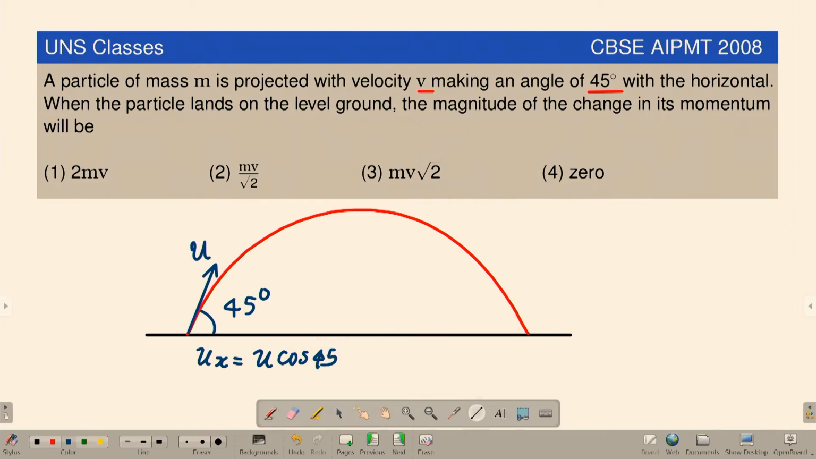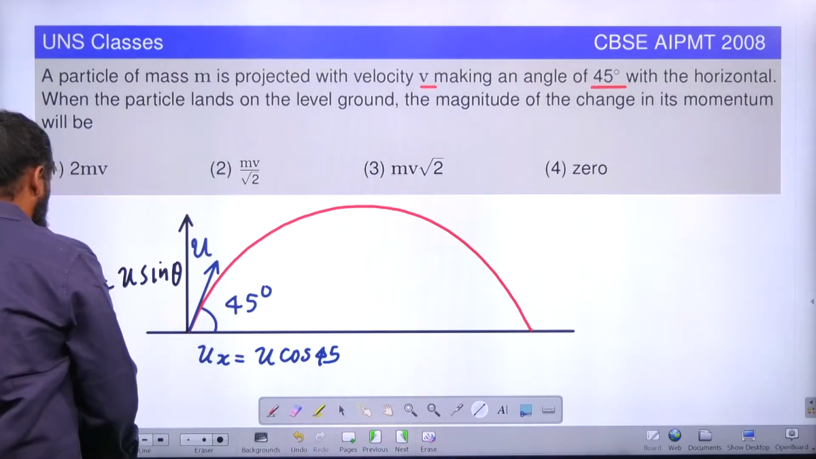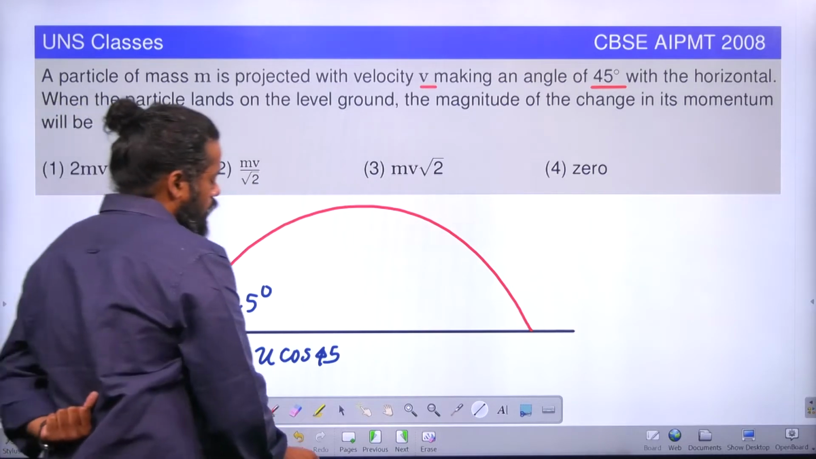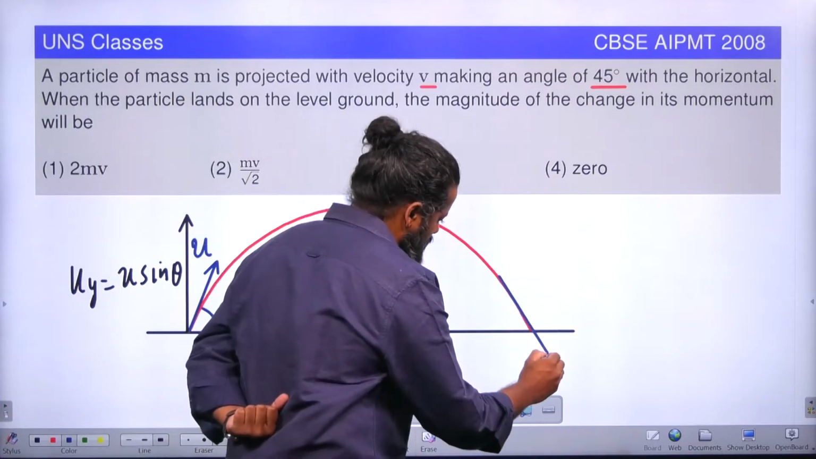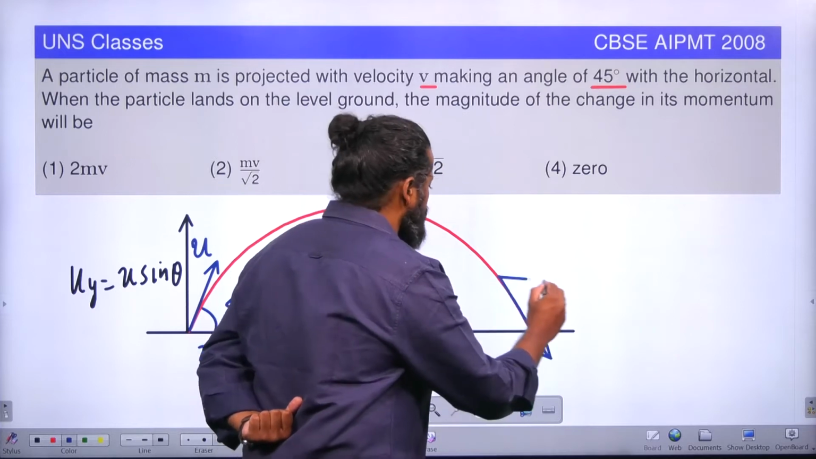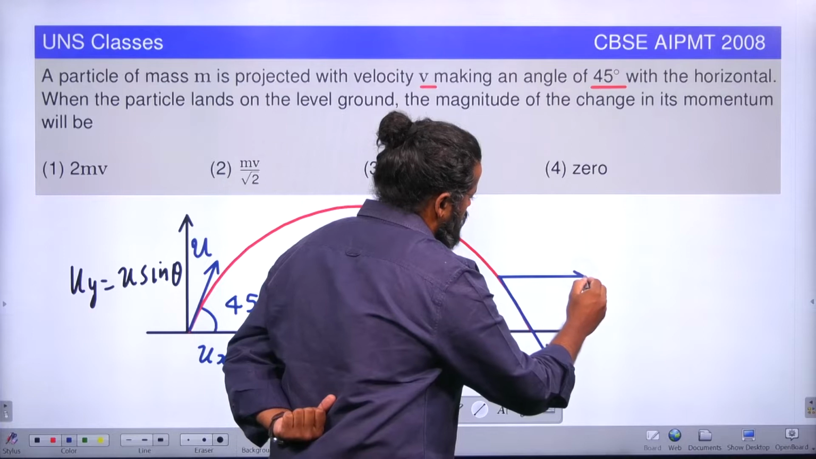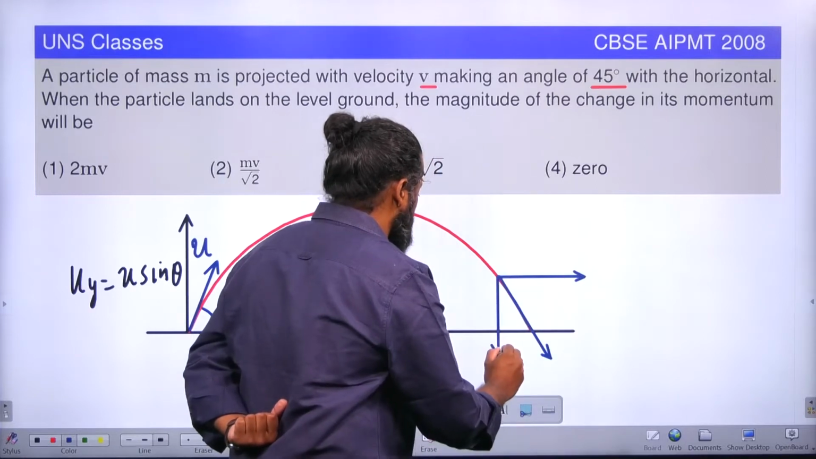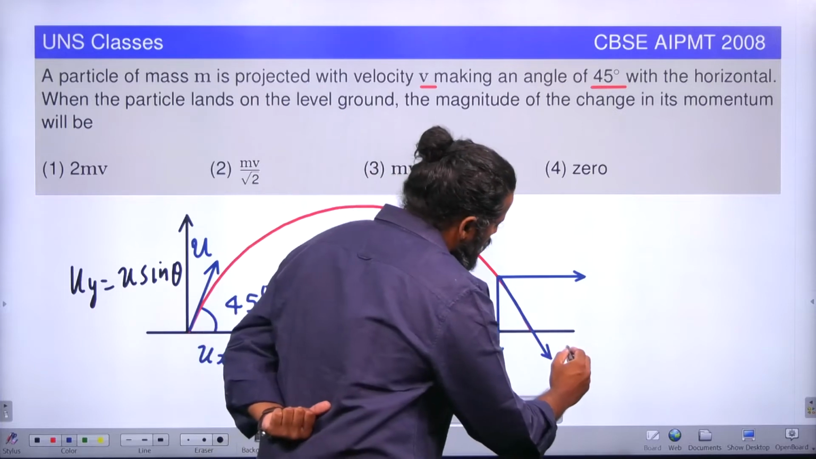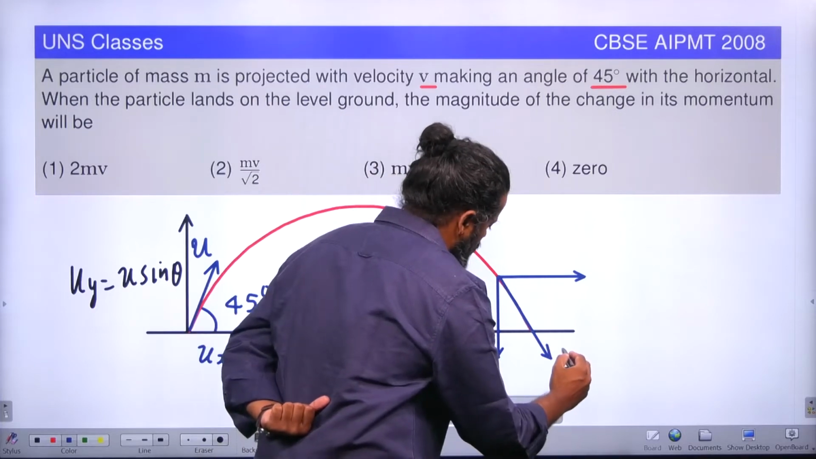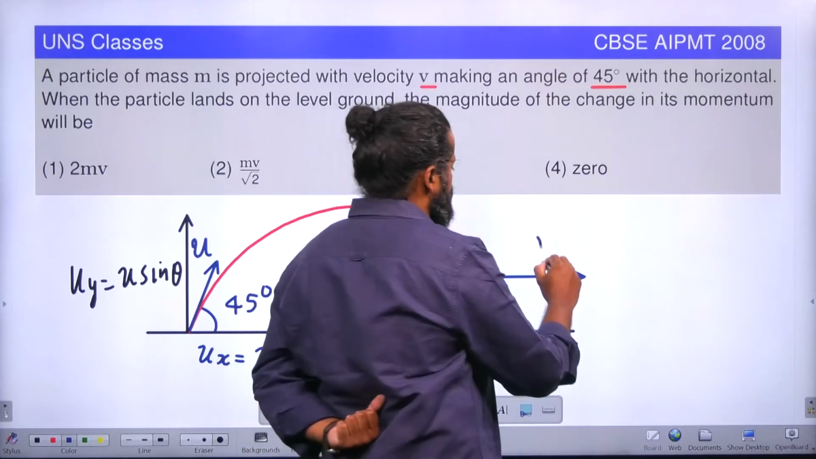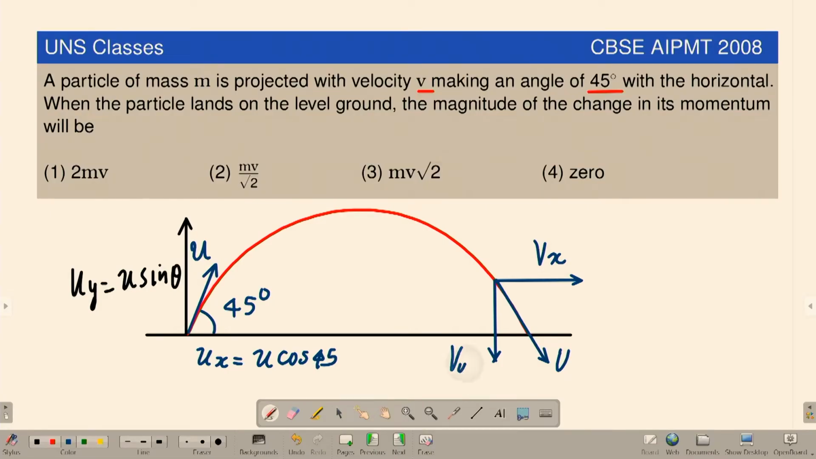Similarly, we can draw the y component of this velocity. The y component uy is equal to u sin theta. Now while landing, the body should come down with the same velocity, that is the logic. If this is the resultant velocity, we can split it into two components, one horizontal and one vertical. Let us take the same magnitude as v. So this is vx, this is vy.